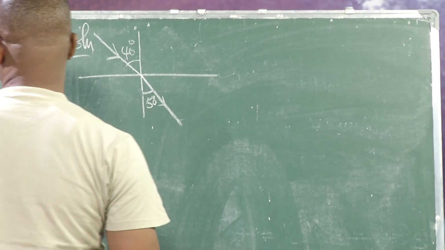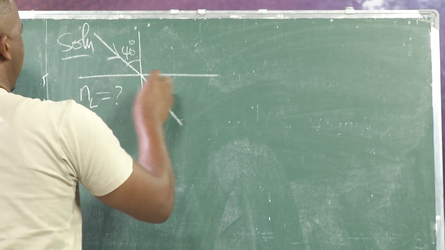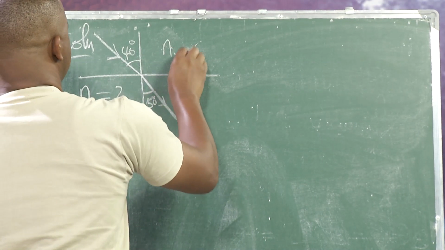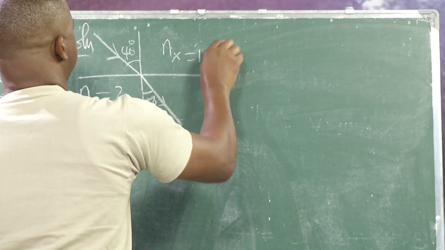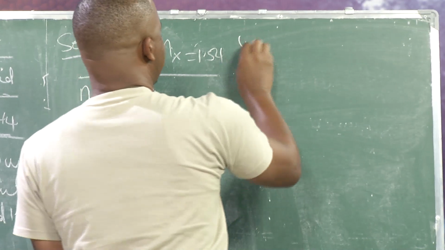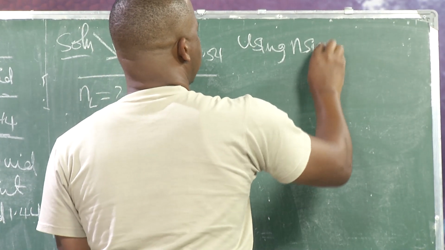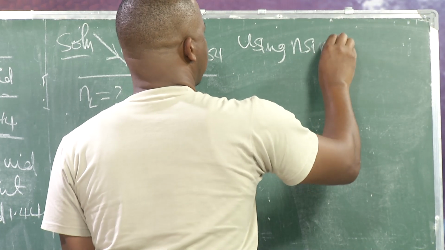Since we are interested in nL, this nL is required and our nX is known. So we will perfectly use n sin i. Using our n sin i is a constant.